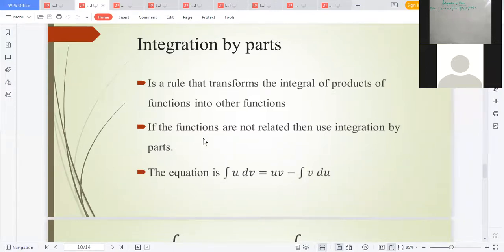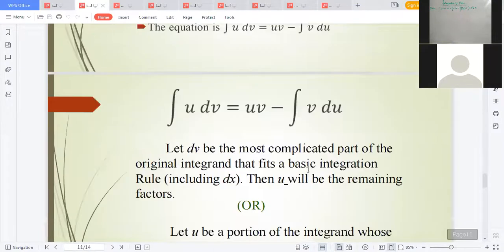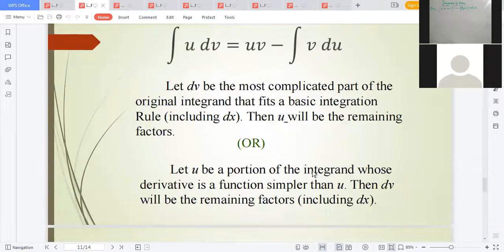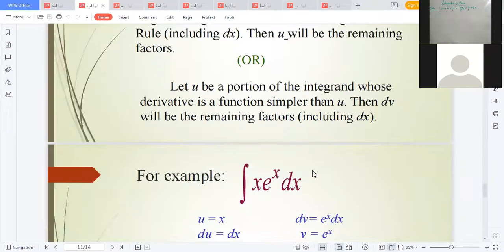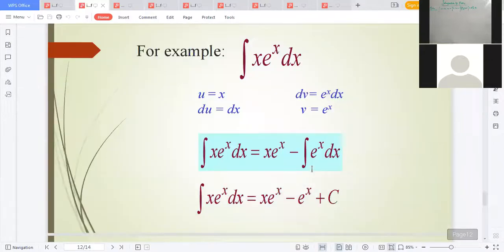If there are two individual functions and there is no relation between them, then you have to use integration by parts. The equation is: the integral of u dv equals uv minus the integral of v du. Using this integration by parts method, we will try to solve an example.